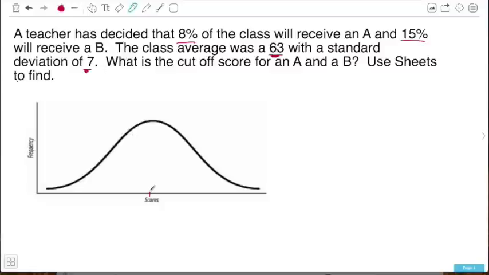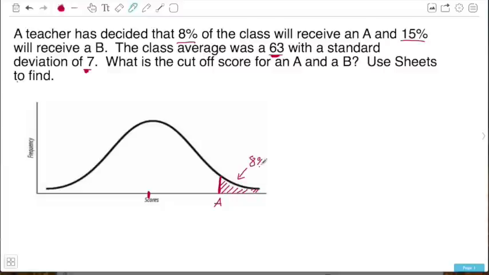Alright, so if this is the class average, halfway down the curve, then an A and a B are going to be to the far right. So let's just deal with the A first. If this is your cutoff score for an A, right here, and we're talking about 8% of the class is going to get A's, that would be the very top of the class.